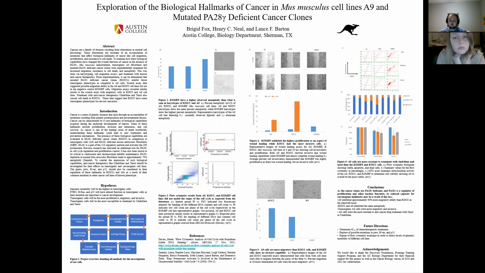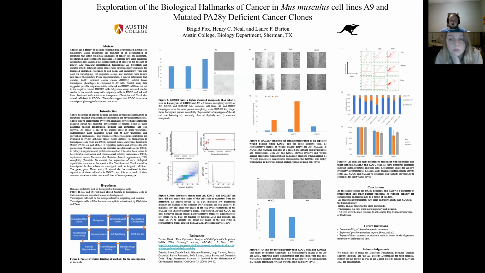Part A shows flow cytometry histograms showing viable, apoptotic, and dead cells. Part B shows the summary values for the flow cytometry and percentages, and part C is the MTS assay, which examines mitochondrial activity of A9, KOCC, and KOMEF to determine cell viability, which shows A9 to overall be the most viable in these conditions.